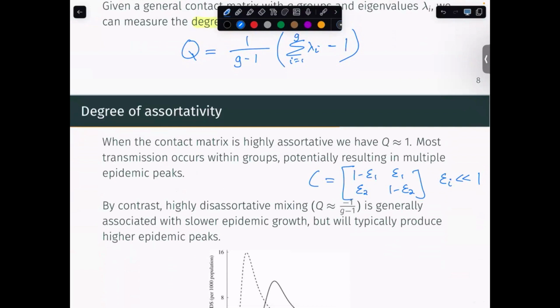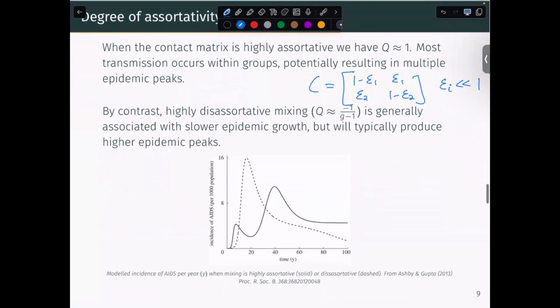So this is what our highly assortative matrix will always end up looking something like, because your proportion of contacts are mostly with individuals who are similar to you. There is no universal highly dissociative matrix. This Q here tends towards -1 over G minus 1 when we have something that's highly dissociative, but this depends on things like the proportion of individuals who are in each group and things like that.